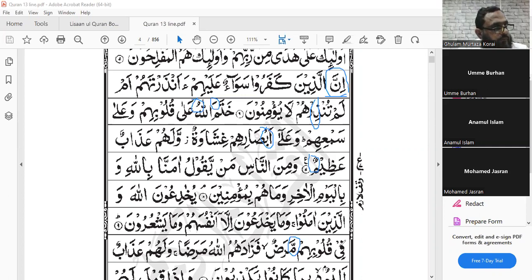The sounds are called harakat. Fatha, kasra, dhamma. Fatha is zabar, kasra is zir, dhamma is pesh. And the word with fatha is called maftu, with kasra is called maksur, with dhamma is called madmum. And with the harakat, the word is also called mutaharrik.